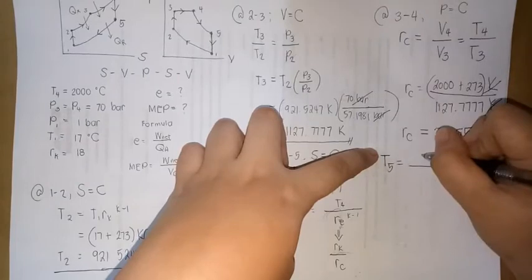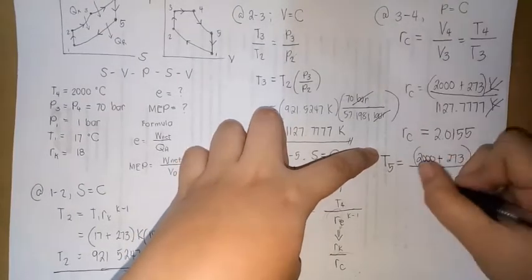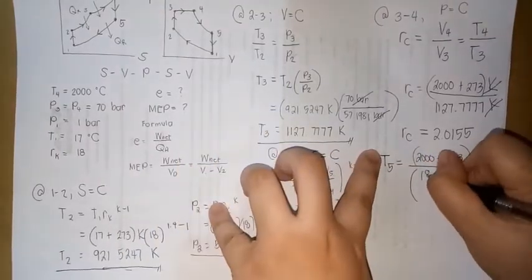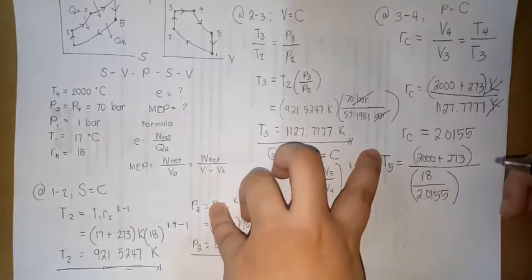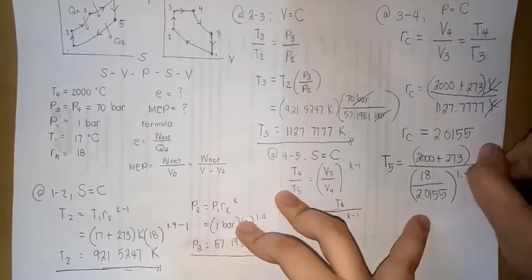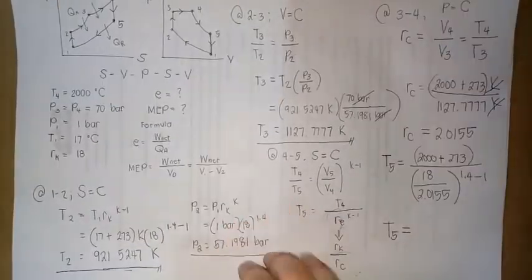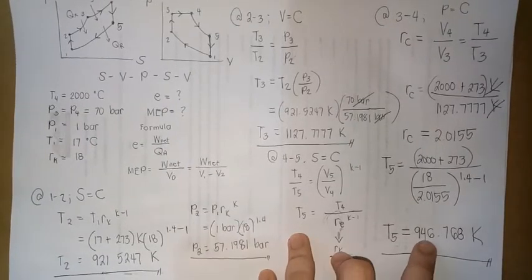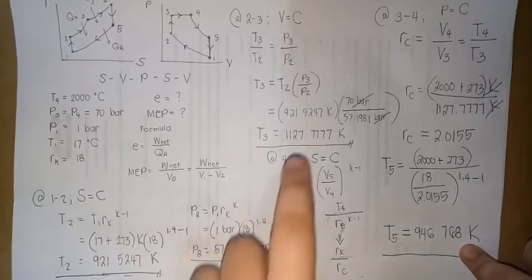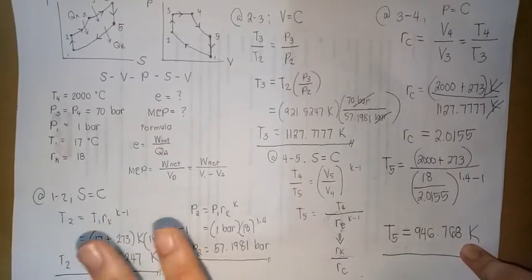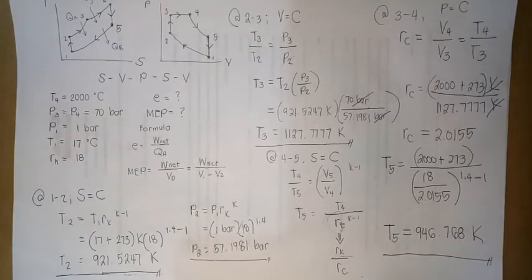T5 is T4, 2,000 plus 273 divided by RE, which is RK, 18 over RC na 2.0155 raised to K minus 1, 1.4 minus 1. So, si T5 ay equal sa 946.768 Kelvin. Now, ita-transfer ko lang yung ating mga values ng temperature sa next page. Then, we can solve for QA, QR, and worknet.